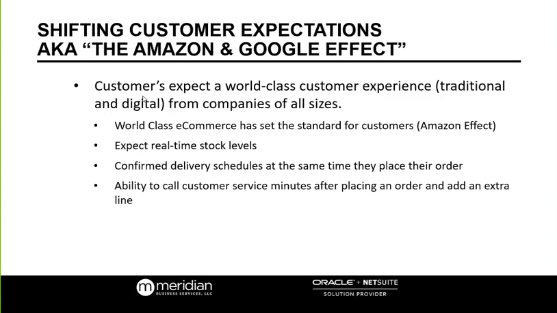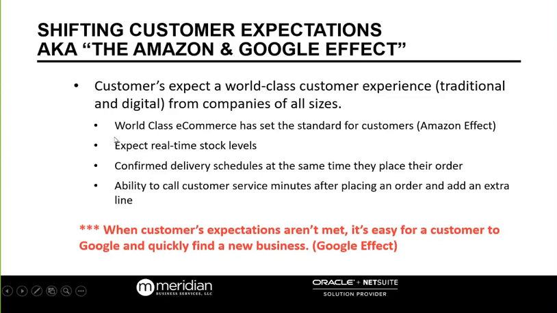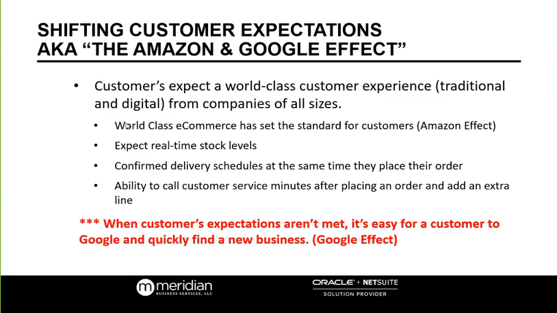They expect real-time stock levels, confirmed delivery schedules, and, like I mentioned earlier, the ability to call customer service minutes after placing an order and add an extra line. When an organization isn't able to provide that, it's the Google effect. We will Google somebody new to find us, or somebody will show up at our door, probably has already been knocking for a while, to provide a better customer experience.